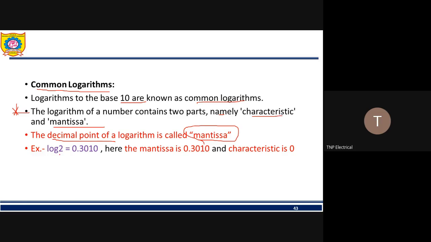See here, here is an example. Suppose log 2. Here no base is given, so you can consider it as log to the base 10. Hope you are getting my point. So it is considered as log to the base 10, and the value is 0.3010, friend. Here the mantissa is 0.3010. Consider this as the mantissa, and the characteristic is the part on the left side of the decimal point. This is called the characteristic. These two words are very important. Please understand it.